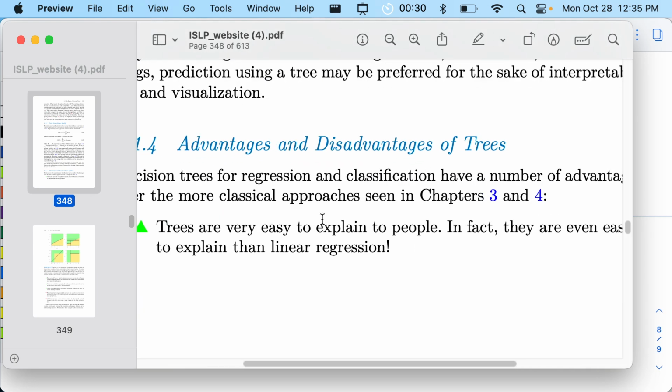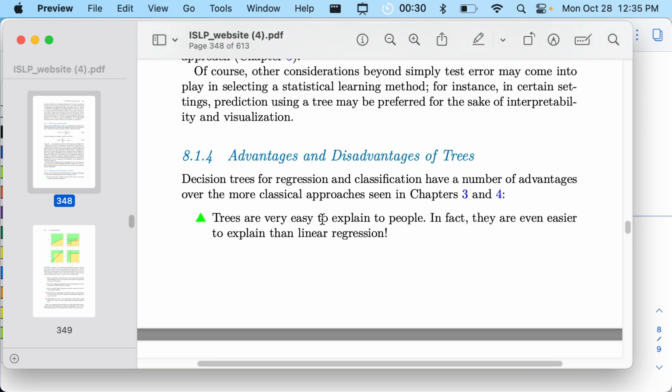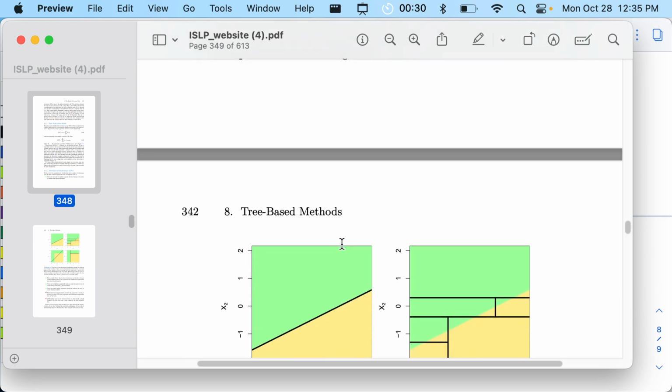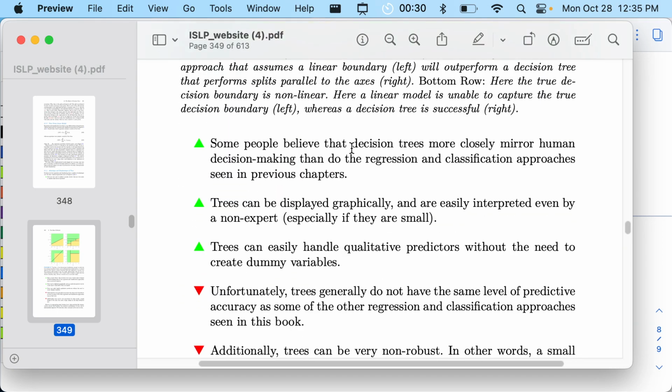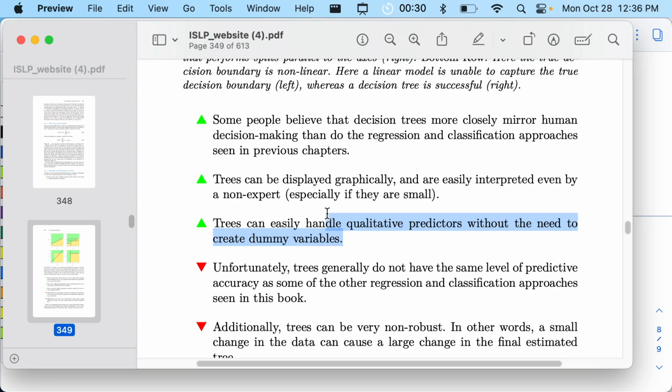So they say trees are easy to explain, right? If you tell somebody I'm going to classify penguins by asking these 3 questions about the length of their flippers and bills, very nice. Some people believe that decision trees closely mirror human decision making, so it kind of is like how people think. They can be displayed graphically and are easily interpreted even by non-experts, especially if they are small. So that little tree I showed you with the penguins, if you were a biologist in Antarctica measuring penguins, it's easy to explain to you, even though you don't know anything about stats. And they can handle qualitative predictors without the need to create dummy variables. So you can ask a question about, is it this class or this class? You don't need to make dummy variables.